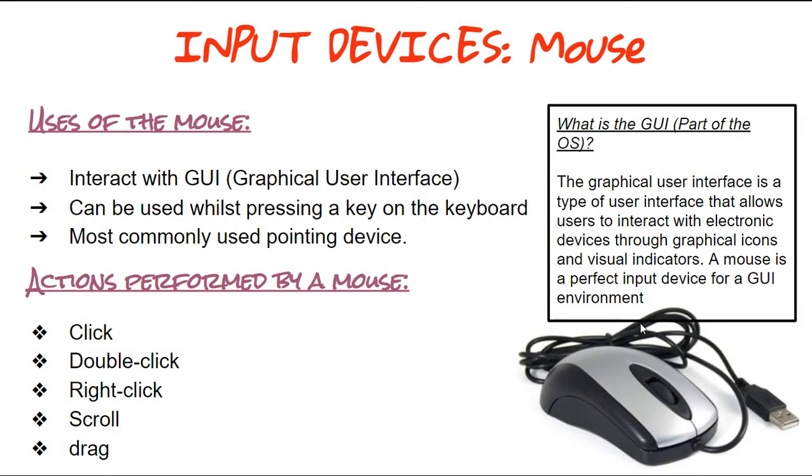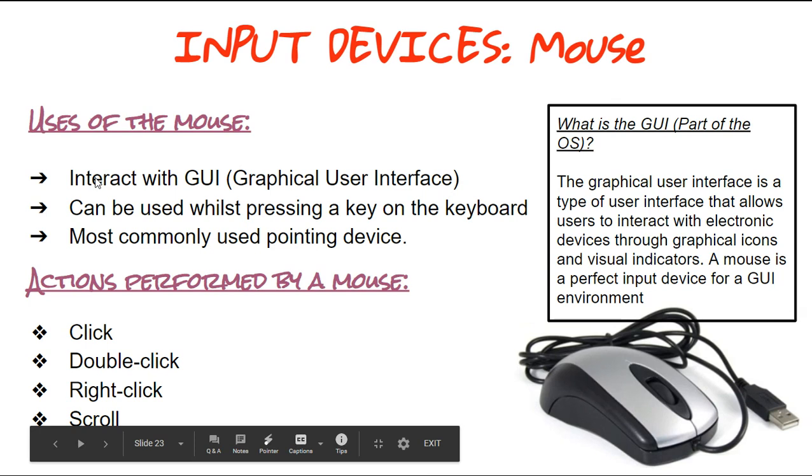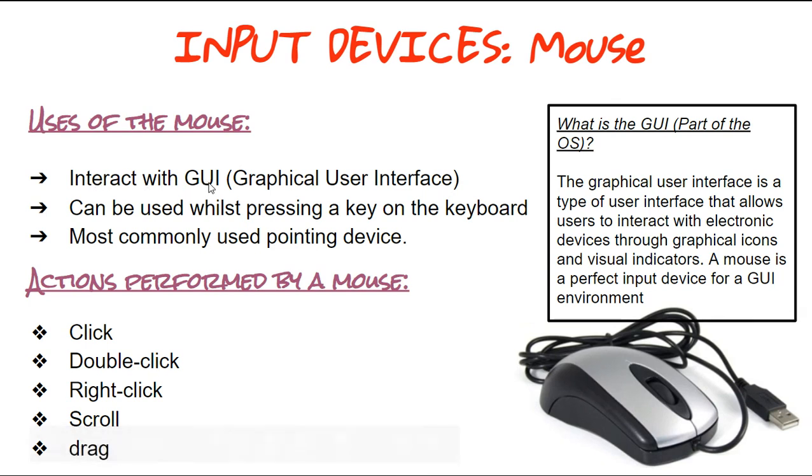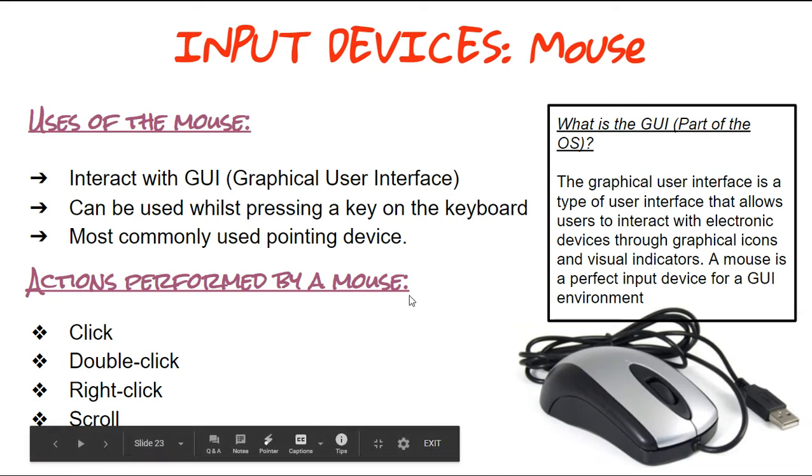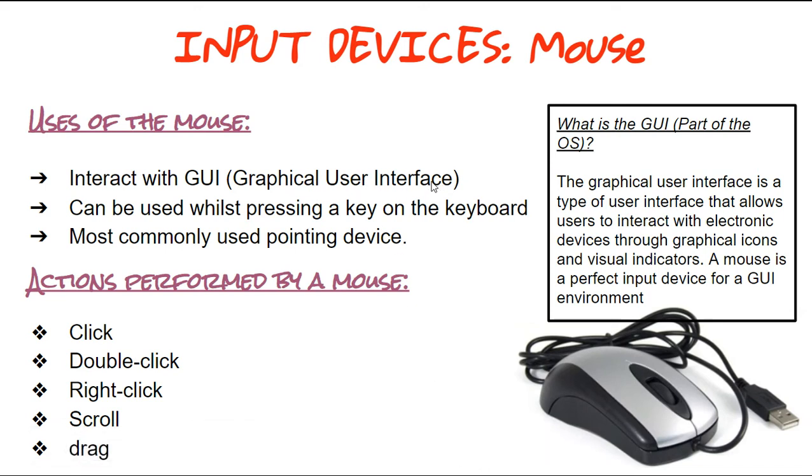Mouse. That's also an input device. It interacts with the graphical user interface. So Windows is an example of a graphical user interface. Basically, it means there are things that you can click on, little icons, little pictures. You don't have to type computer code to get your computer to do things.